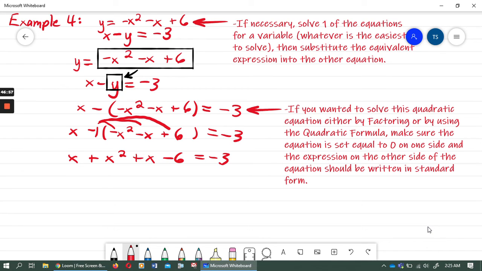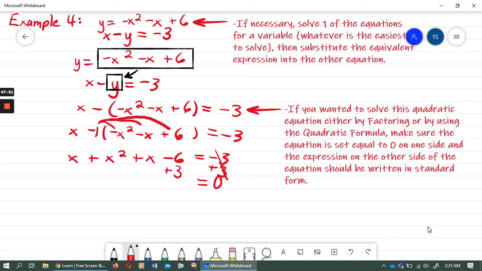To get this equation set equal to 0, we should all know exactly what to do there. There's only one number keeping this particular equation from being set equal to 0, and that is this -3. So we're going to add 3 to both sides of the equation. That's going to cancel that out and leave us with 0 on one side of the equation.